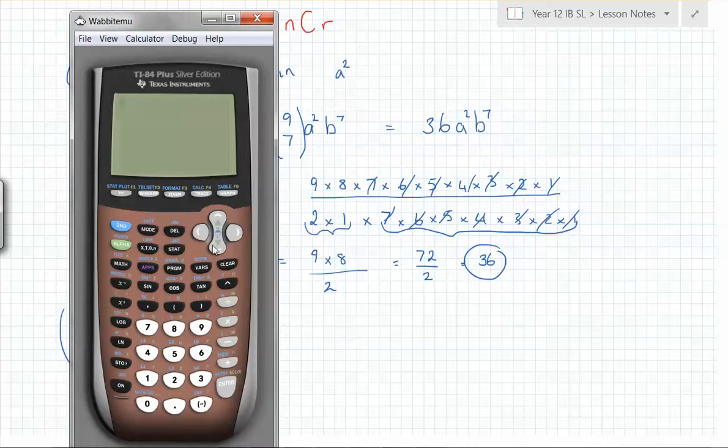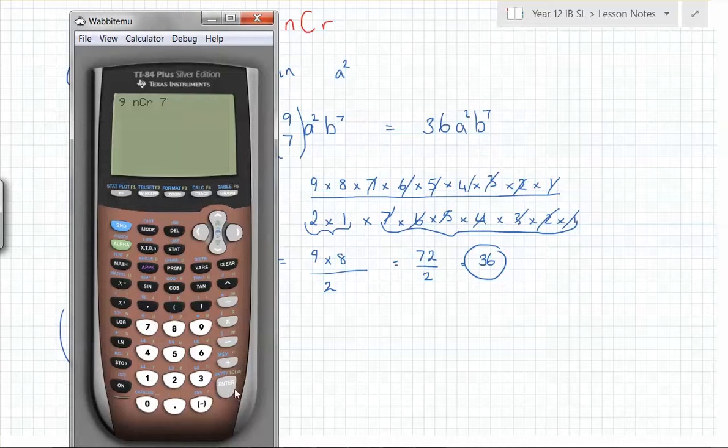I need to get rid of that answer. So again, math, across to PRB, down to nCr, press enter. Right, gives me an answer again. It's because before I press it, what I've got to do, let's delete that, and before nCr, I've got to put what the n is. So in this case, what's n? 9. So I've got 9, math, probability, nCr, right? And what's the r?